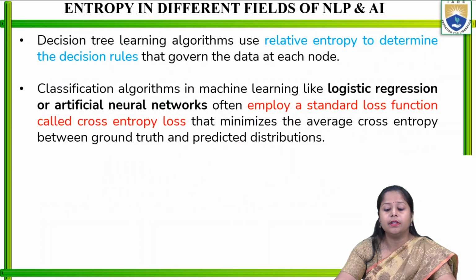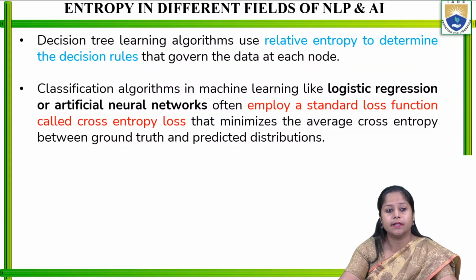Decision tree learning algorithms use relative entropy to determine the decision rules that govern the data for each node. We have also seen this in the form of a knowledge tree; a decision tree is actually the same as a knowledge tree, but for each node we have to calculate the entropy, that is, the relative entropy.